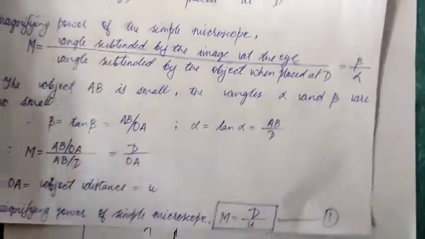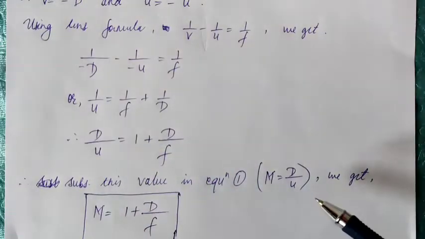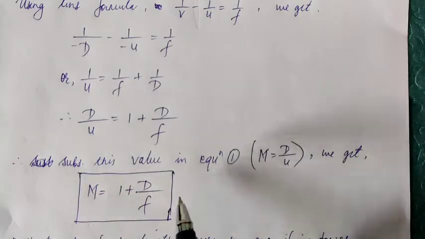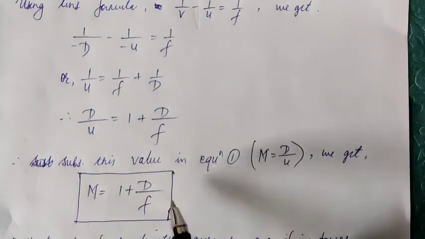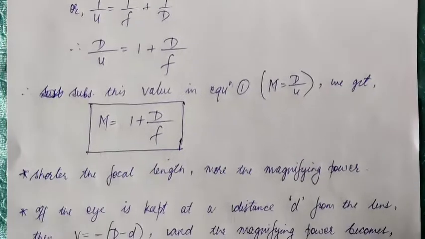This is equation number 1. So substituting the value of D by U from this expression in equation 1, which is this, we get M is 1 plus D by F. So this is a second expression for the magnifying power of a lens. Many a times you also get to derive this expression for magnifying power of a simple microscope.